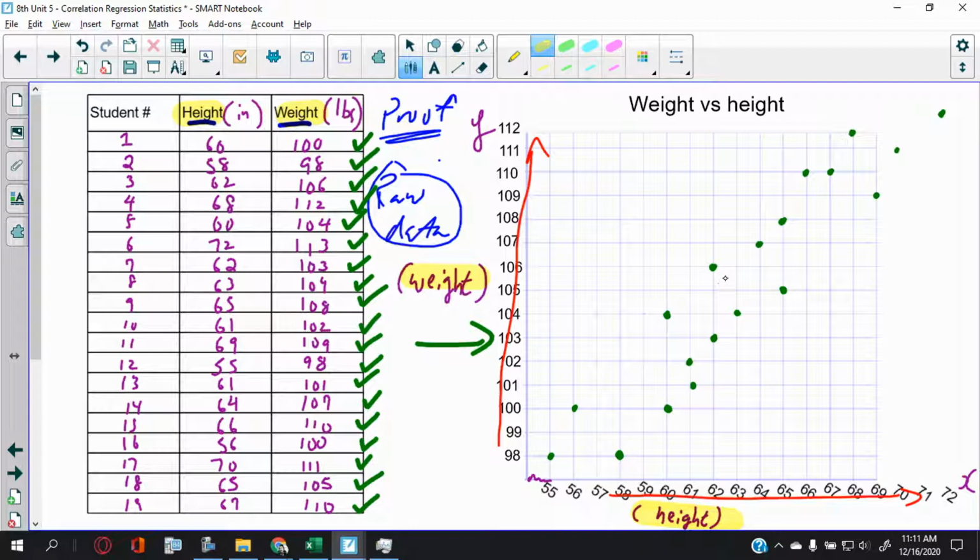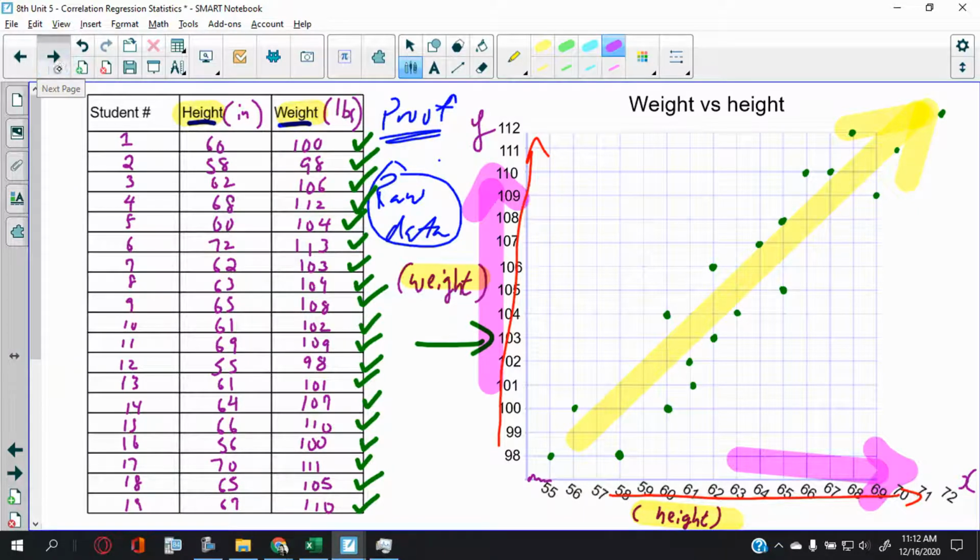Although this is not a straight line, you can see that the points are moving in a general direction, right? The slope is positive, and when the height increases, the weight also increases, right? So that's where we left off.